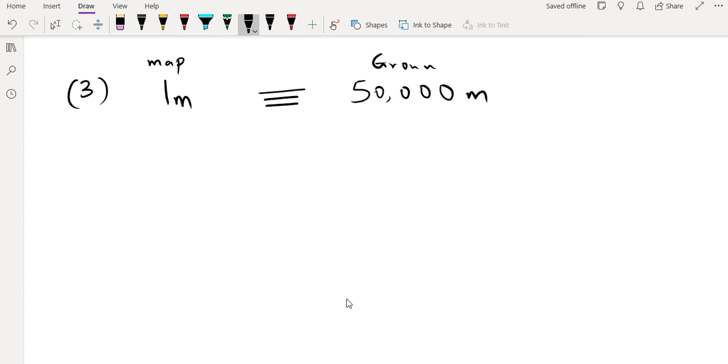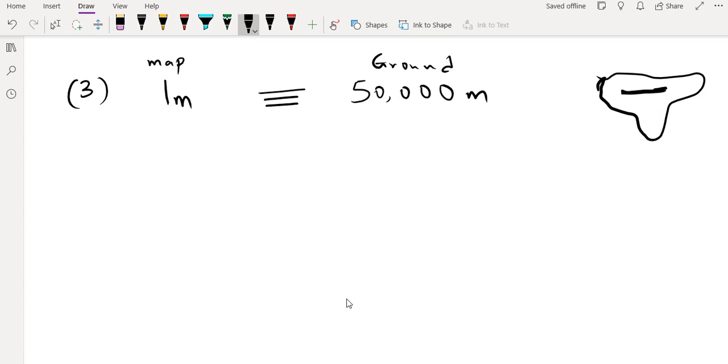If you are to travel on land, when you travel 50,000 meters, it is the same as 1 meter on the map. So if the map is telling you that from Ogan to Akbar, you measure it and you have 1 meter, what it means is that on the ground, on land, if you are to travel, you will travel 50,000 meters. That's what this scale means. Do you get that? Yes. Okay, so that's why they said it's 1 is to 50,000.